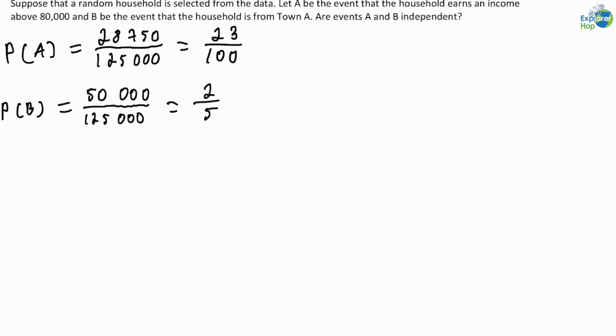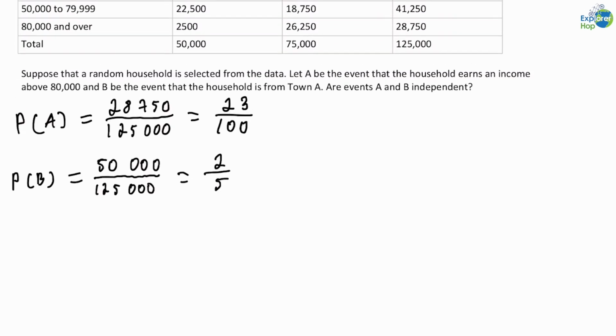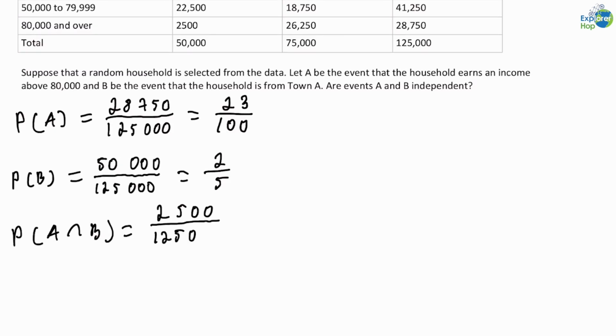Now let's find the probability of the intersection of A and B, which is equal to the number of households in Town A that earn an income above 80,000 divided by the total number of households. And we see from the table that 2,500 households from Town A earn an income above 80,000. So the probability of the intersection of event A and B is equal to 2,500 divided by 125,000, which is equal to 1 over 50.